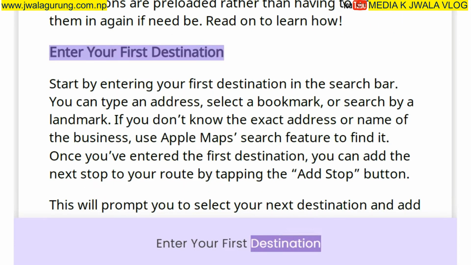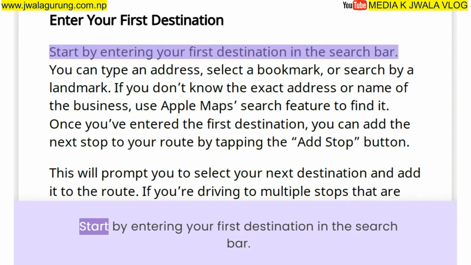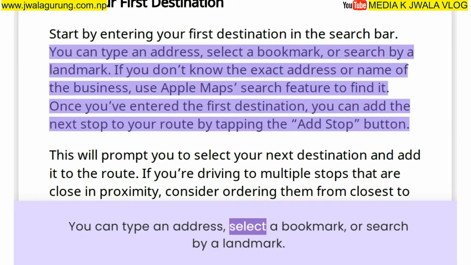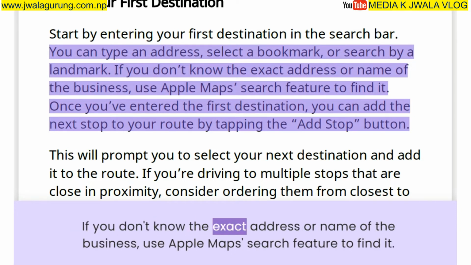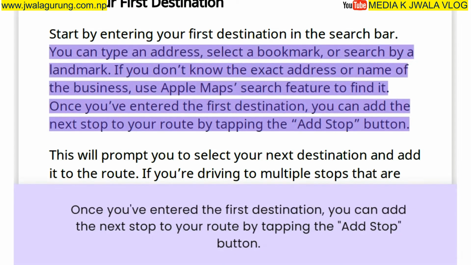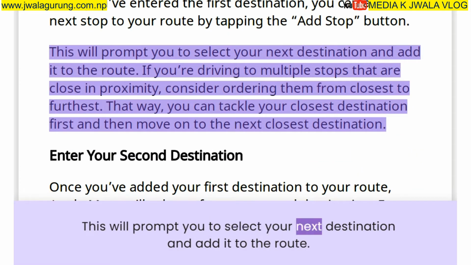Enter your first destination. Start by entering your first destination in the search bar. You can type an address, select a bookmark, or search by a landmark. If you don't know the exact address or name of the business, use Apple Maps search feature to find it. Once you've entered the first destination, you can add the next stop to your route by tapping the Add Stop button. This will prompt you to select your next destination and add it to the route.